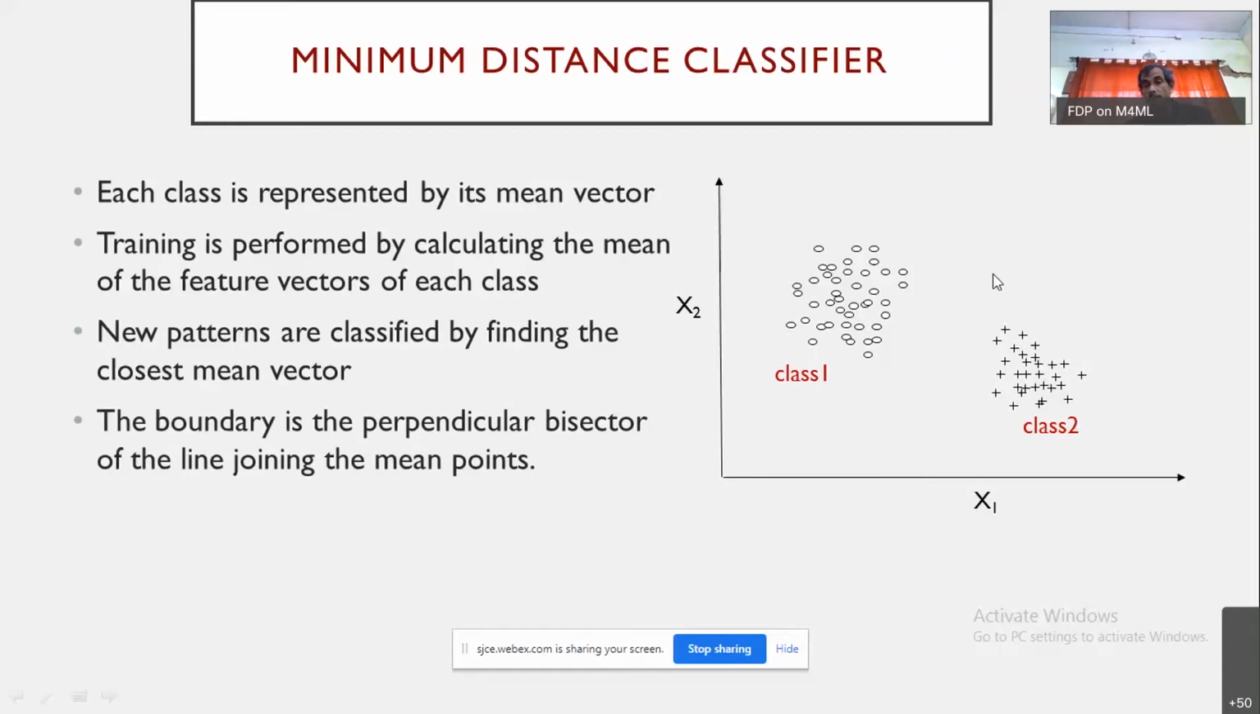Now, how will I generate a decision boundary between these two? I'll talk about 3 classifiers. One very simple, one a little bit adaptive, and the final one, that is SVM, support vector machines. So this is a minimum distance classifier. That's the simplest possible classifier one can think of.